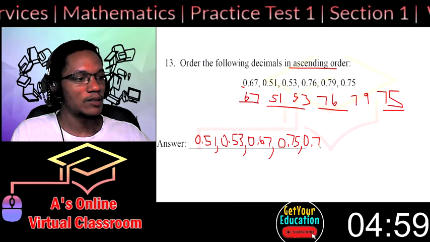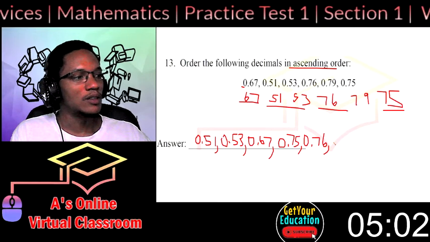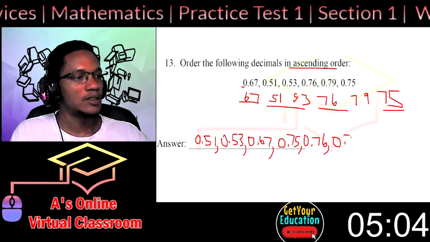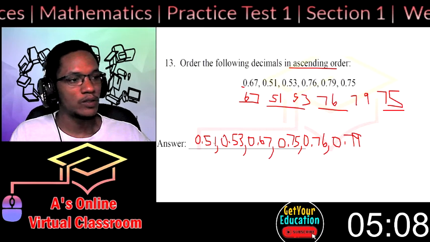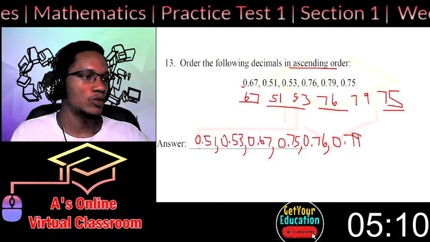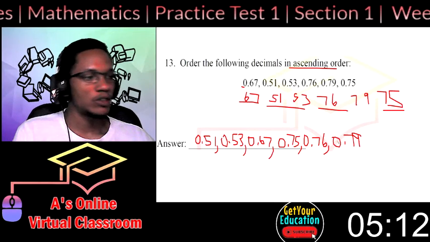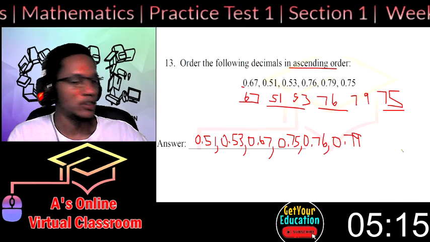Then 76. Then 79. We have 1, 2, 3, 4, 5, 6 numbers. So just double check to make sure you didn't leave out any numbers by just doing a quick count.